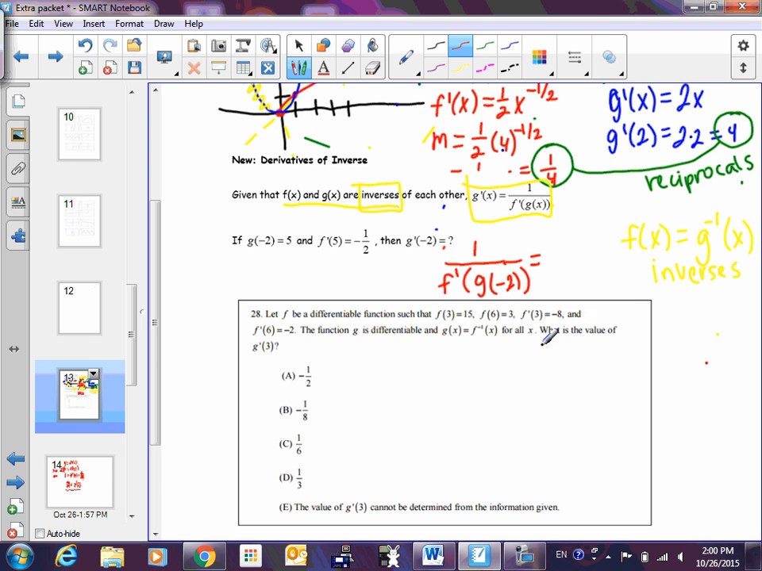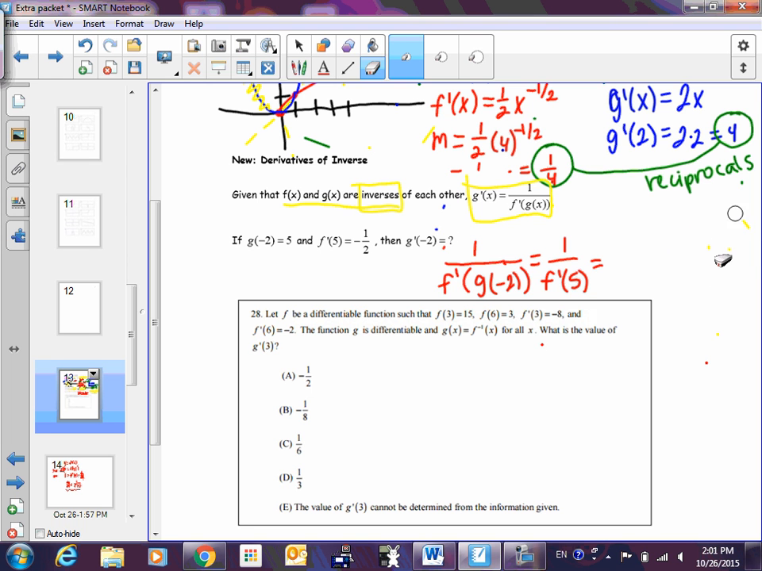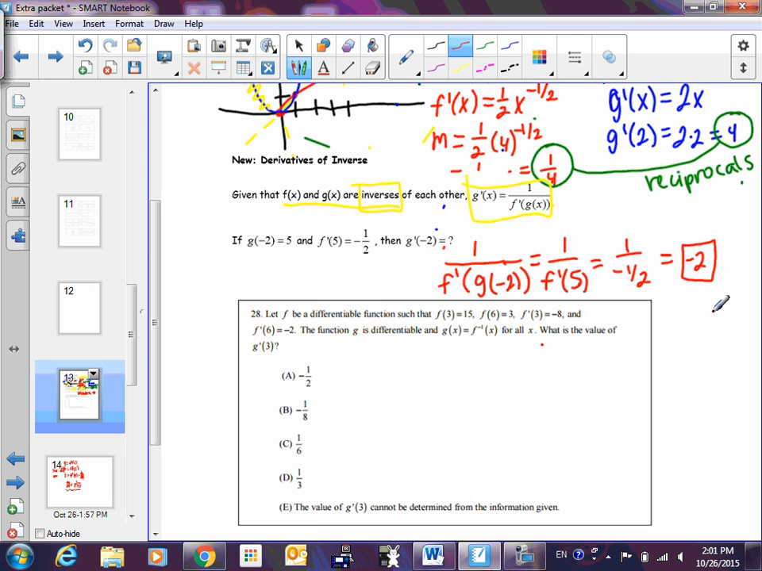Do they tell us what g of -2 is? Yes, it's 5. And do they tell us what f prime of 5 is? Yeah, it is -1/2. So that equals -2. What you have to do on these problems is really not that hard. It's just knowing what to do. This only works because f and g are inverses.